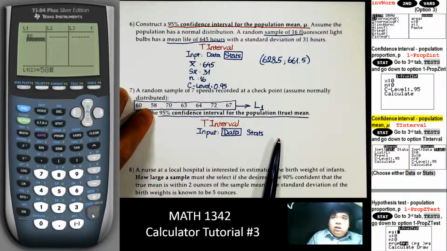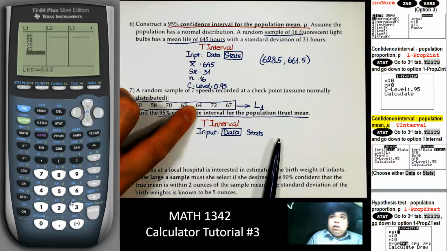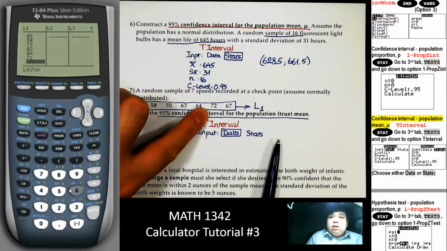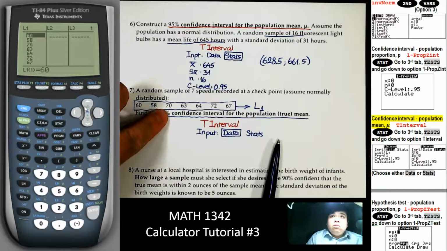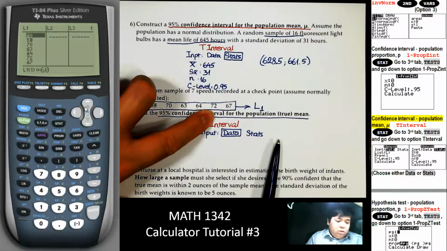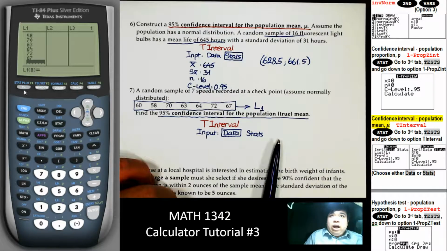Now enter 60, 58, 70, 63, 64, 72, and 67. Right, we have 7 of them. Right, so we have that in list 1, which is good.